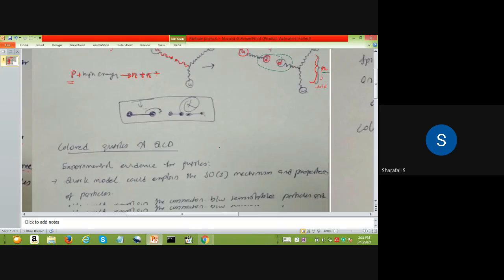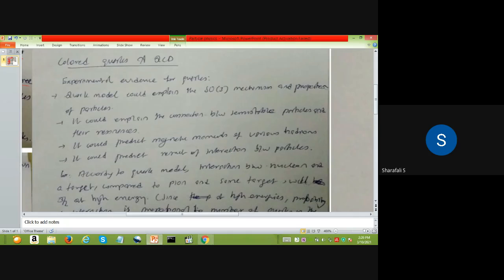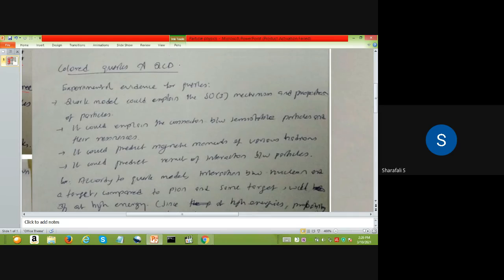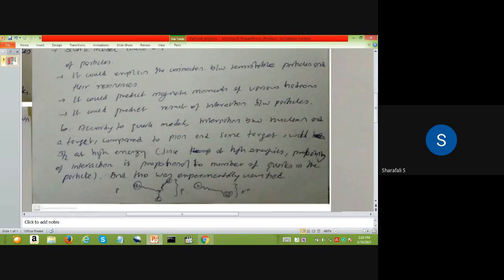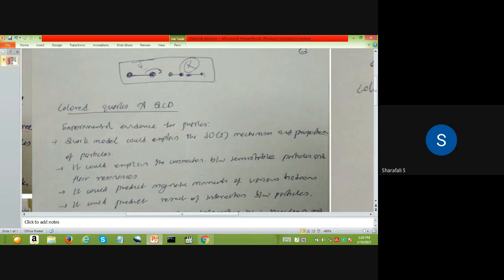And now we will discuss the colored quark and QCD. QCD is nothing but quantum chromodynamics. We'll have that in a separate section. So these are the color quark and quantum chromodynamics.